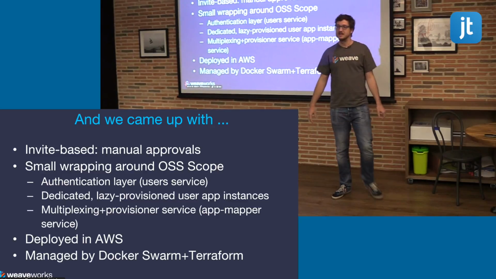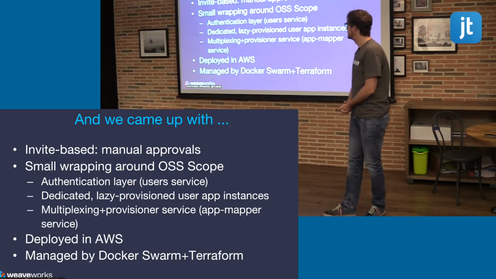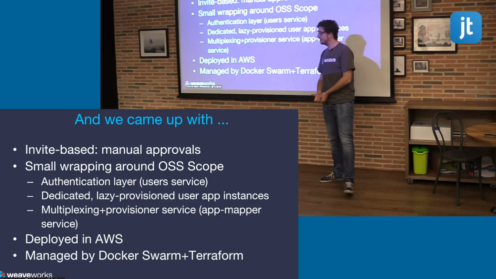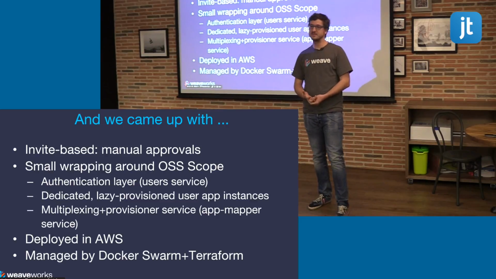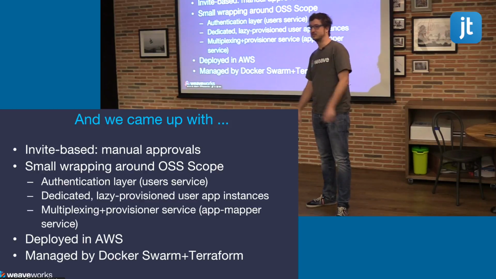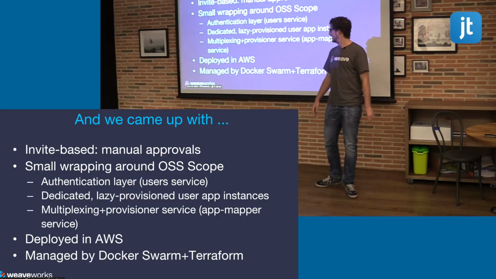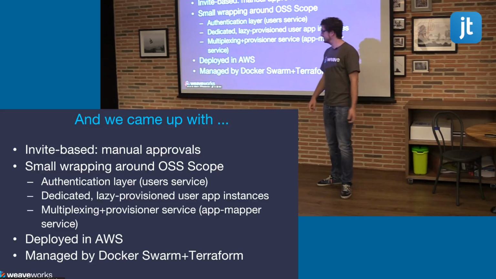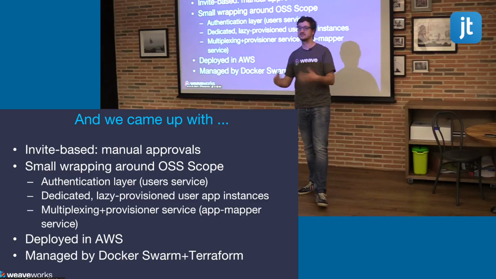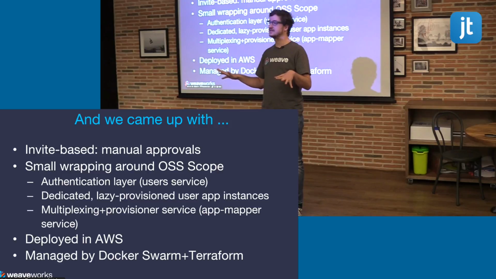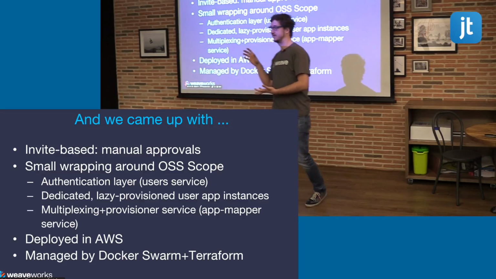We built a small wrapping around the open source Scope. So we built an authentication layer. We called it user service, and we also created a multiplexing lazy deployment service, which we call the app mapper. We used AWS for it, and we decided to use Docker Swarm because we were familiar with the Docker API. And for those not familiar with it, the Docker Swarm orchestrator exposes a very, very similar API. It's actually a superset of the Docker API.